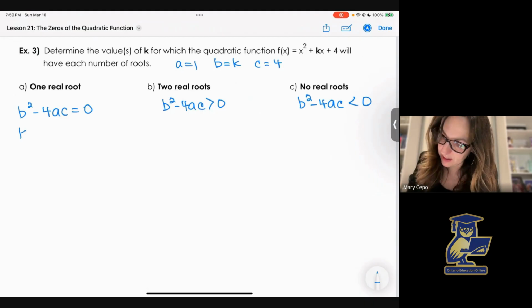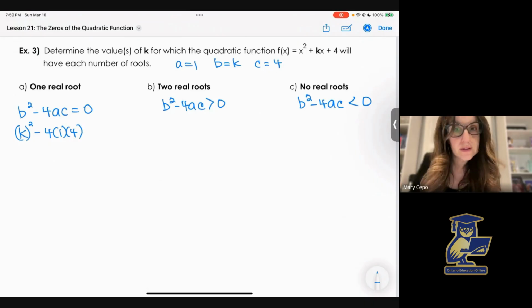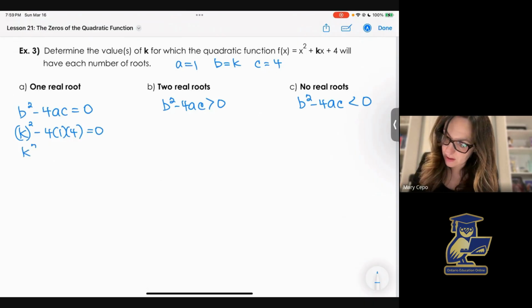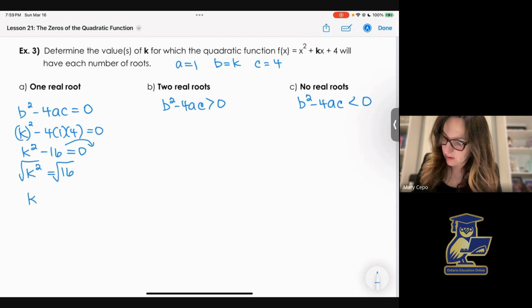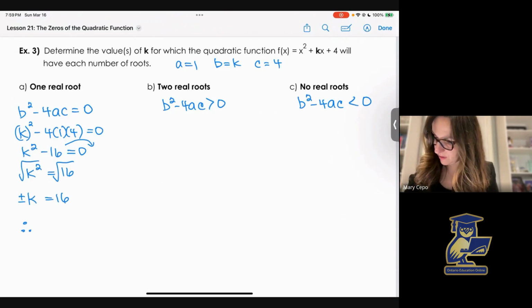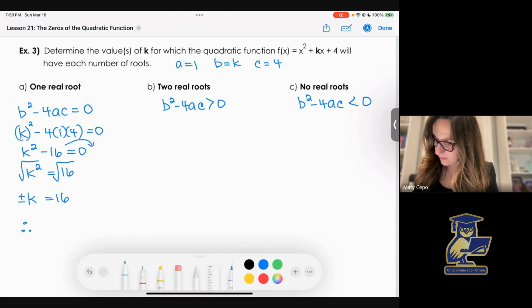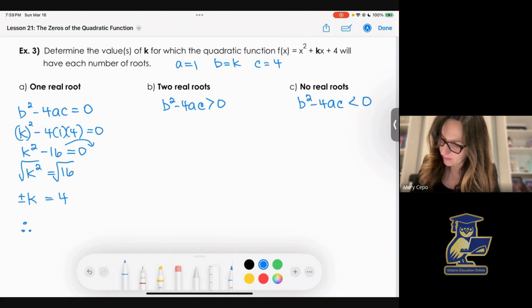So b we know is k. Remember, substituting everything in brackets. 4 times 1 times 4 is equal to 0. So k squared minus 16 is equal to 0. K squared, solve for k, is equal to, bring that 16 over, which is positive 16. Take the square root of both sides. So plus or minus, k is equal to, sorry, not 16, but rather the square root of 16, which is 4. So therefore, we know that k is either equal to plus or minus 4.